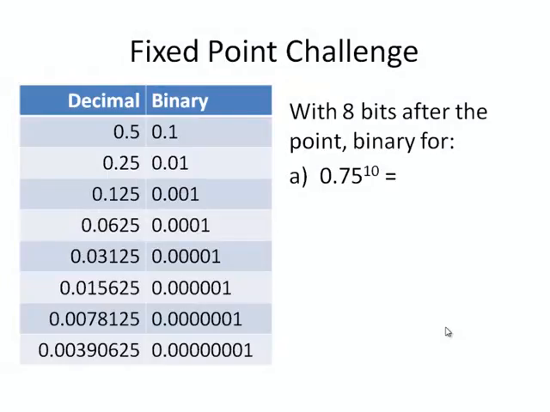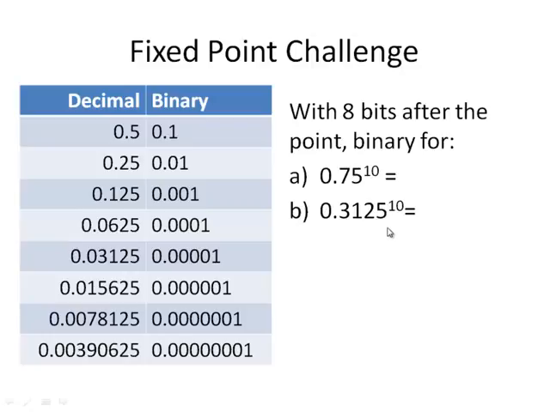And here's our fixed point challenge, which I gave the class. So with 8 bits after the point, what's the binary for 0.75? Well, that's going to be quite easy. It's going to be 0.11 and then a whole string of zeros after that. So for 0.75, it would be 0.1 plus 0.01, 0.11. That's quite an easy one. And then the remaining bits would be 0 afterwards.